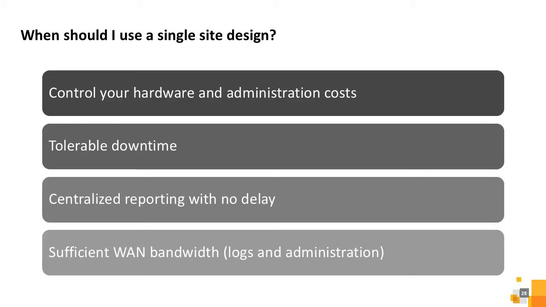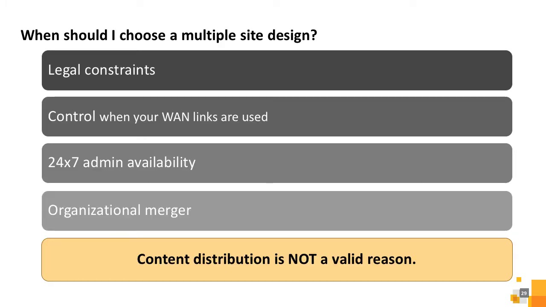Some reasons to choose a single site are shown in the slide. Some reasons for choosing multiple sites can include legal constraints: logs cannot leave the country, log retention for analysis, or when you must control when your WAN links are used, when large IT teams connect to the SEPM in multiple geographic locations, when you must have constant administration and reporting access, when merging 2 organizations, for example, a headquarters and a subsidiary, for replication, or perhaps local political reasons.